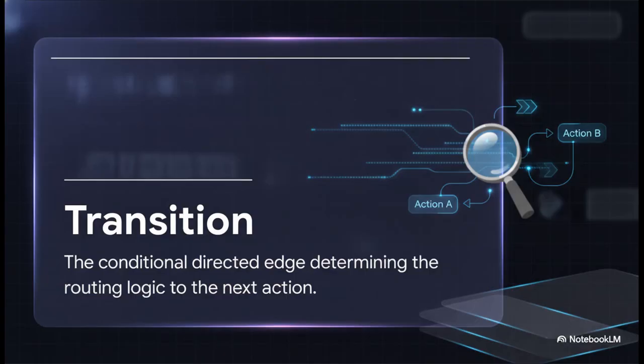Okay, so once you have actions reading and writing state, you obviously need to connect them. That brings us to transitions. A transition is the conditional directed edge of your graph.